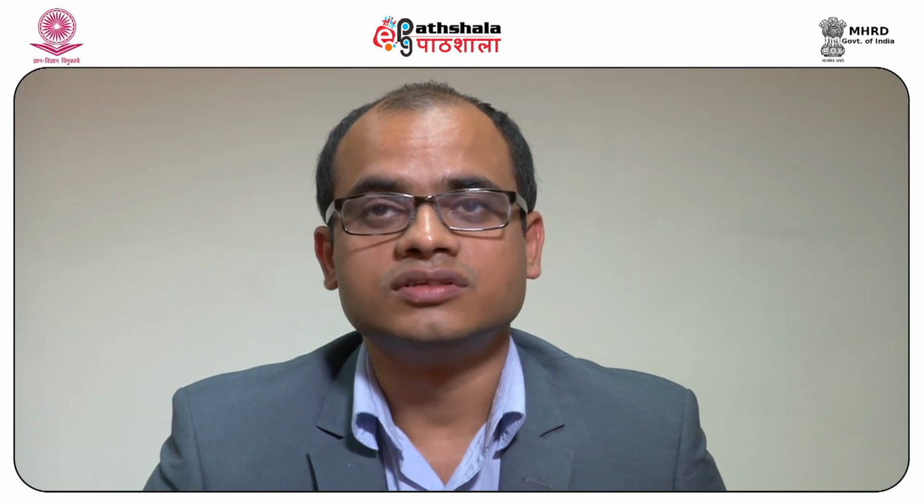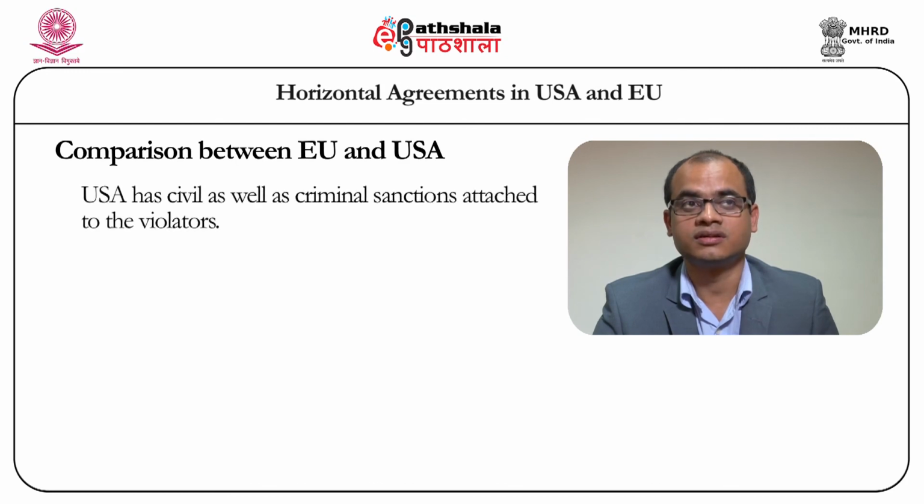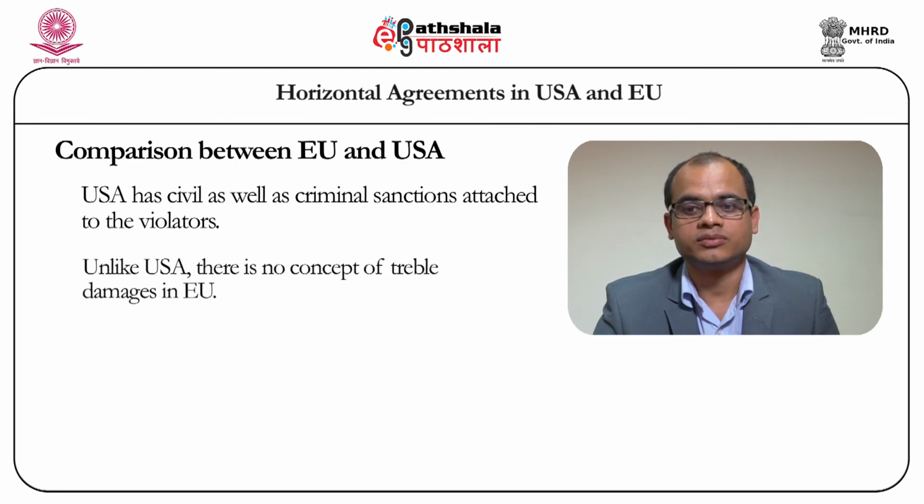In this module we covered the US and EU jurisdictions and the treatment given to horizontal agreements, and specifically to cartels, in these jurisdictions. If we compare very briefly, it's pertinent to see what comparison comes out of these two jurisdictions. First, in the US there are criminal sanctions for these hardcore cartels, and in the EU this is not the case. And in the European Union there is no concept of treble damages, whereas in the US, as I have already told you, there is a concept of treble damages.